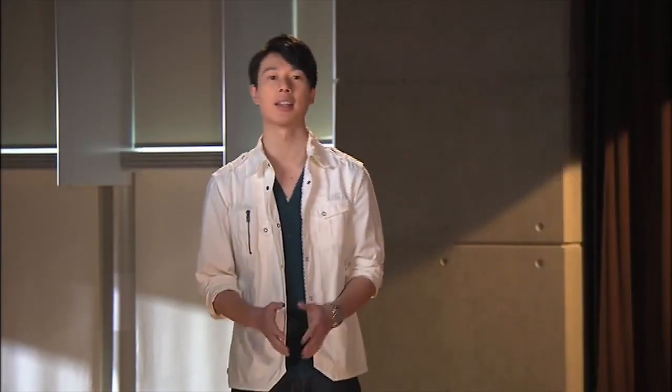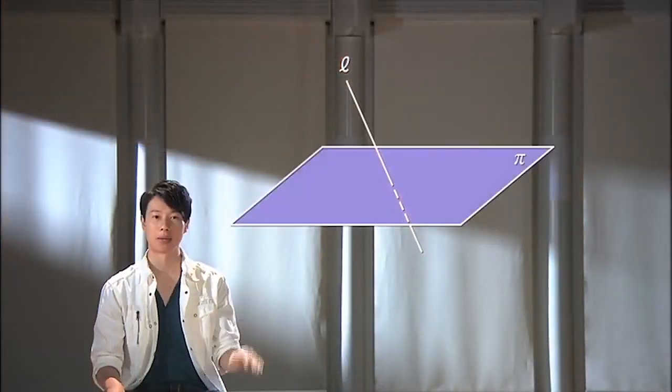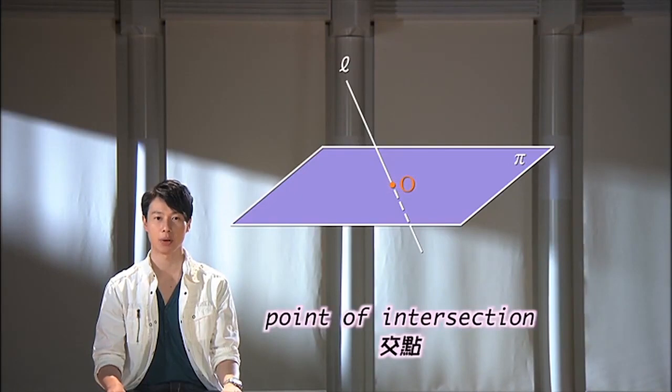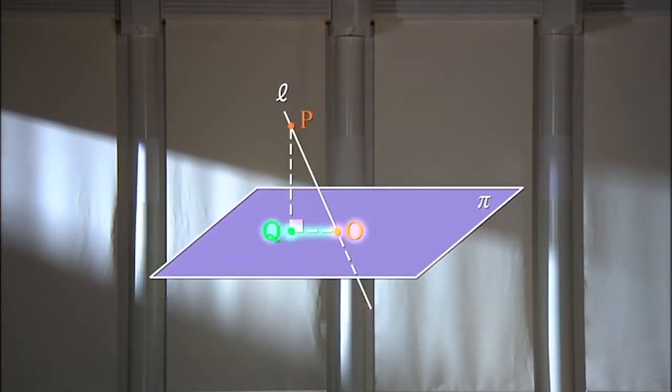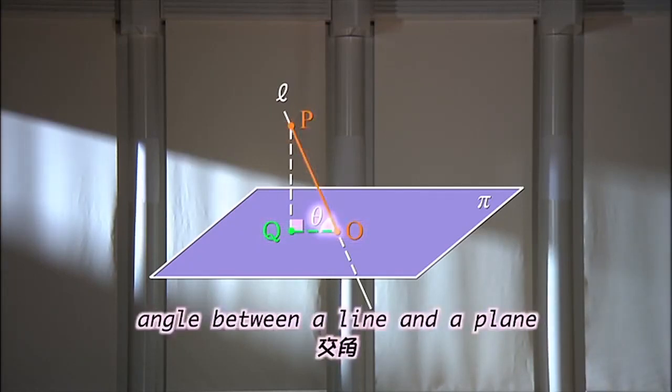In the following section, let's discuss the relationship between a straight line and a plane. There is a straight line L and a plane π. If they intersect at a point, this point is called the point of intersection. Line segment OQ is the projection of line segment OP on the plane π. The angle theta formed between OP and OQ is called the angle between the line L and the plane π.